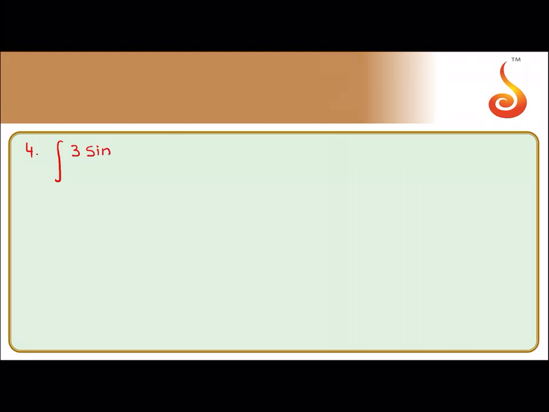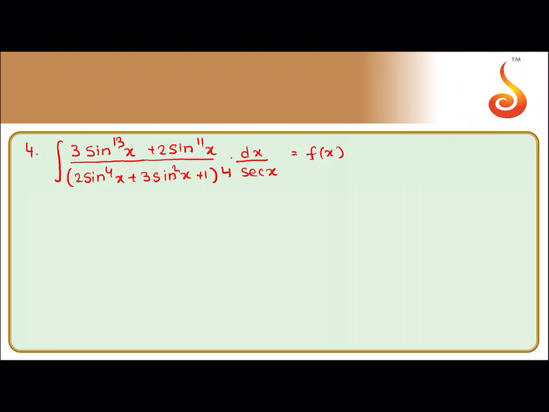Example 4. Integral of 3 sin to the power 13 x plus 2 sin 11 x, divided by 2 sin to the power 4 x plus 3 sin square x plus 1 to the power 4, into dx by secant x, is equal to f of x. f of pi by 2 is equal to dash, you have to find.